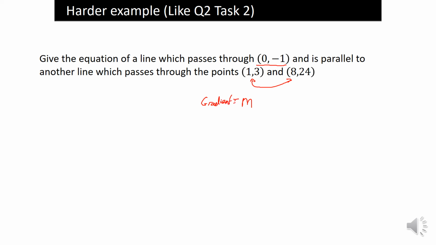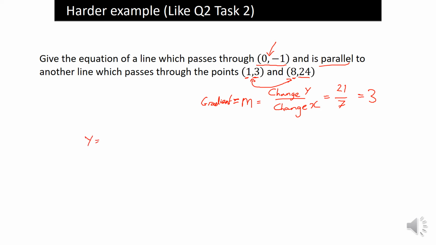So we do that by doing the change in y over change in x. So let's work that out. The change in y goes from 3 to 24, so that changed by 21. The x value goes from 1 to 8, so that changed by 7. So 21 divided by 7 gives us a gradient of 3. Because these two lines are parallel, as the question tells us, our other line, the one that goes through this point, is also going to have a gradient of 3.